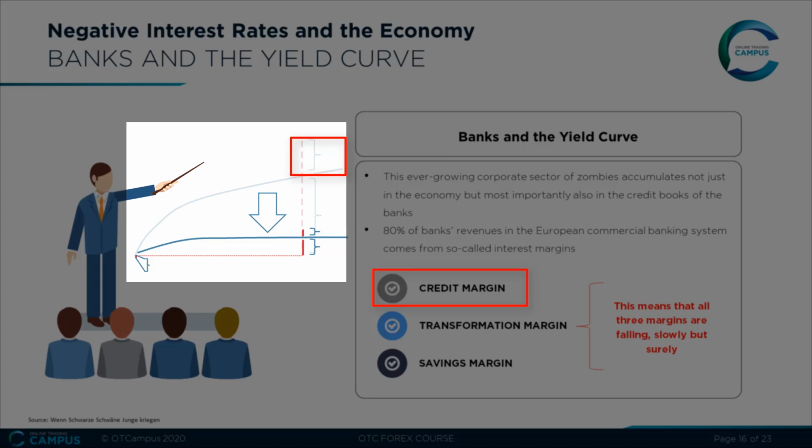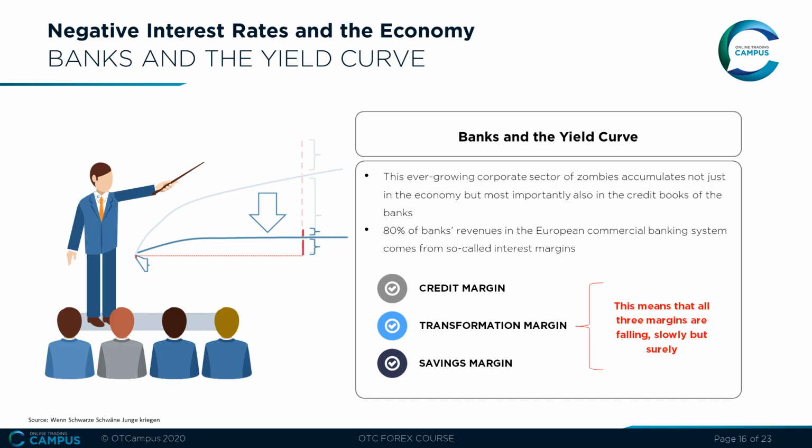Economics 101, what happens when everyone flows into a credit market, creating increasing supply of credits, but demand does not increase at the same pace? Well, the price drops. In this case, the price of the credits. In other words, supply and demand determine the price of the loan, which is no longer risk adequate. So what does this really mean, summarized? Well, summarized, this means that all three margins are falling, slowly but surely.